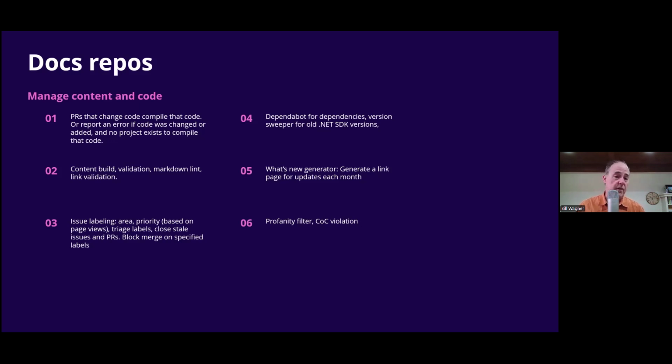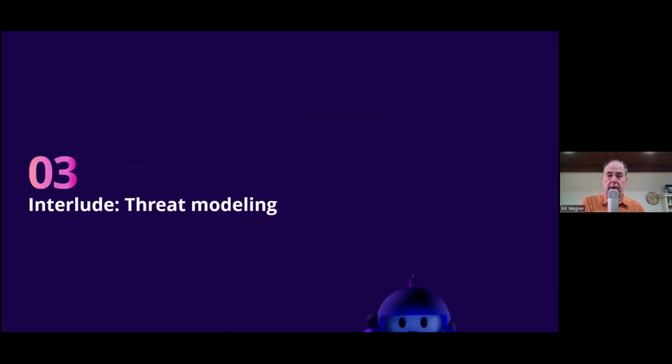And finally, we have things for a profanity filter and COC violations that will automatically close issues, automatically do something when people are misbehaving, which thankfully doesn't happen too often. And that's where we get into threat modeling, what things could happen because of GitHub Actions.